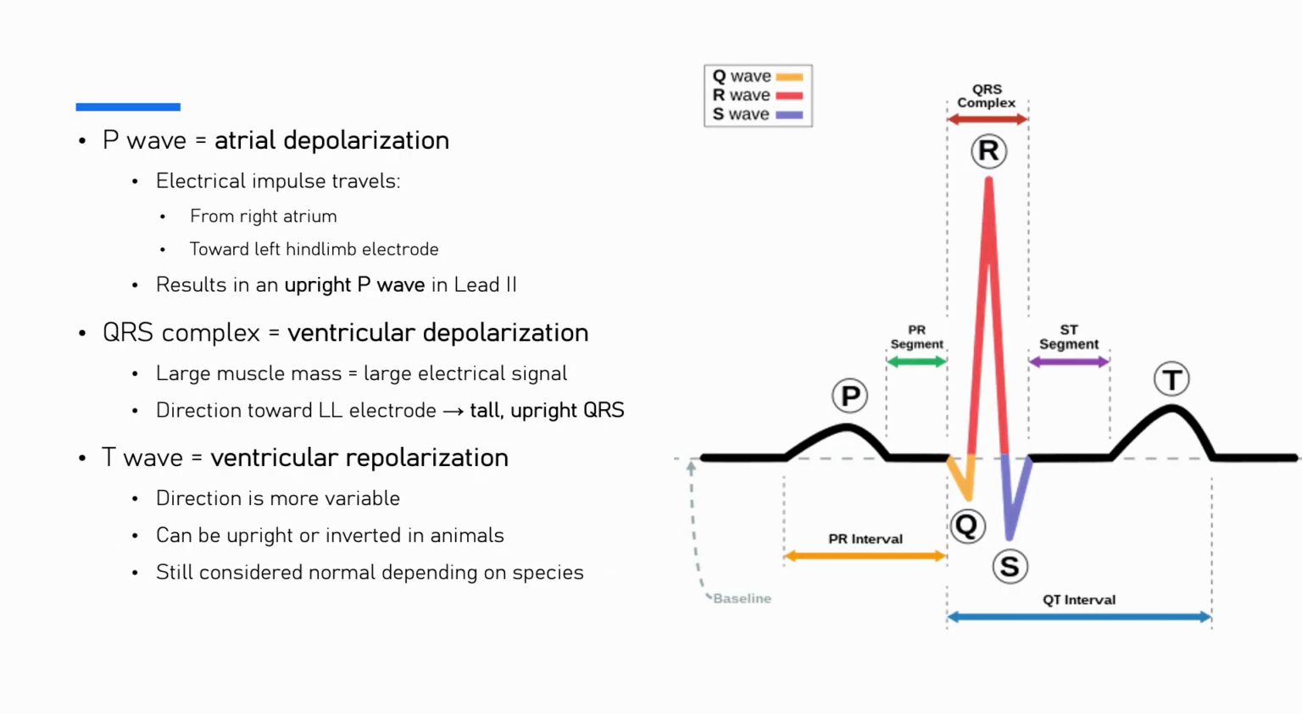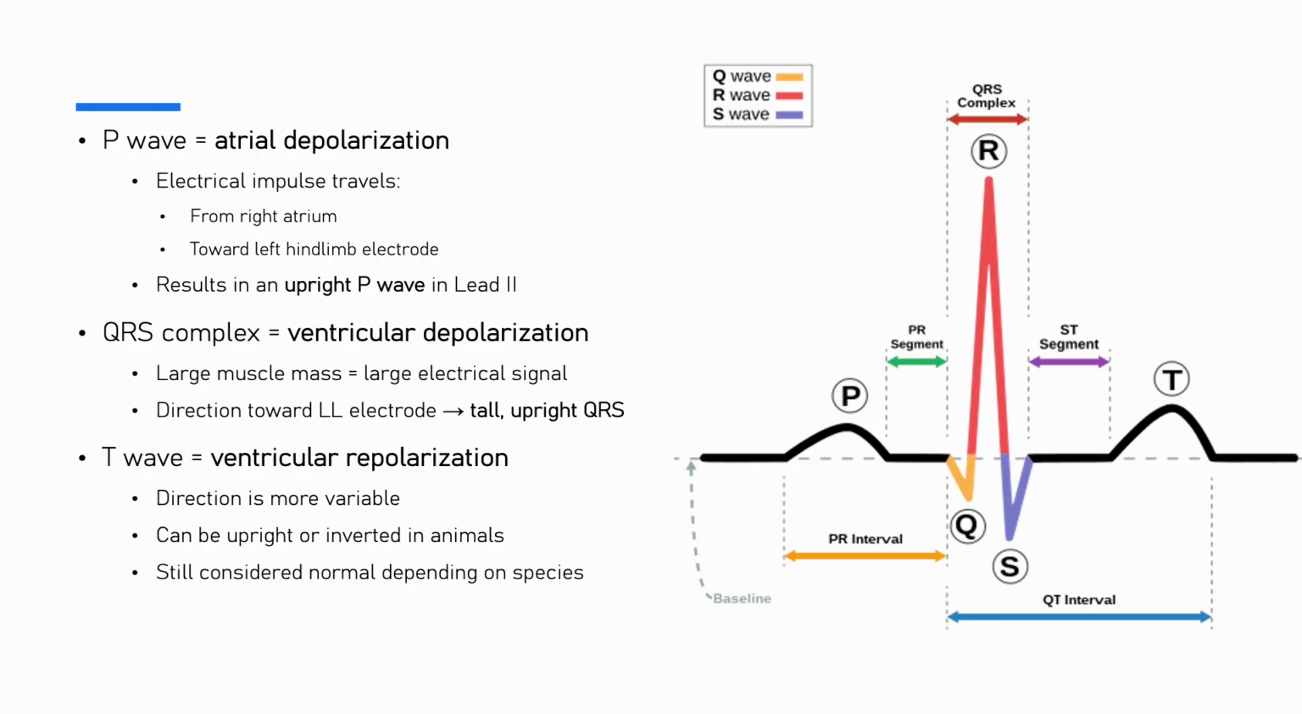The P wave is atrial depolarization. So the electrical impulse travels from the right atrium toward the left hind limb, and it results in an upright P wave in lead 2. The QRS complex is ventricular depolarization. There's a large muscle mass, so there's a large electrical signal, and the direction is towards the left leg electrode, so we get a tall upright QRS.